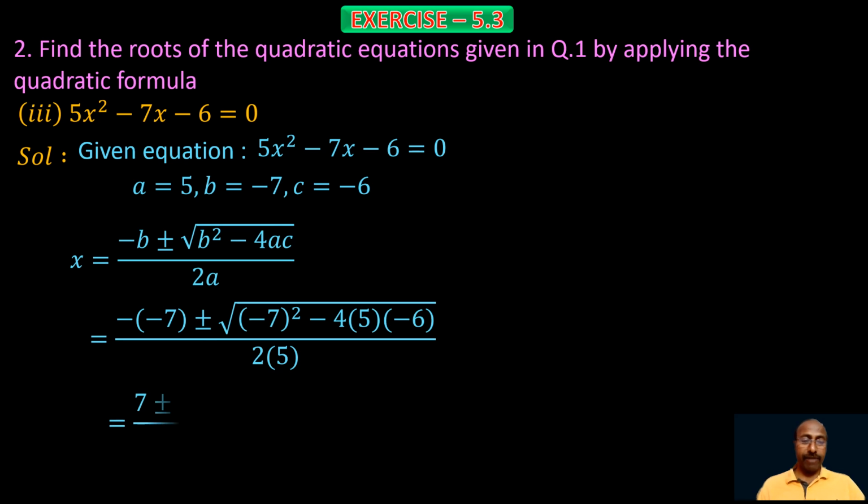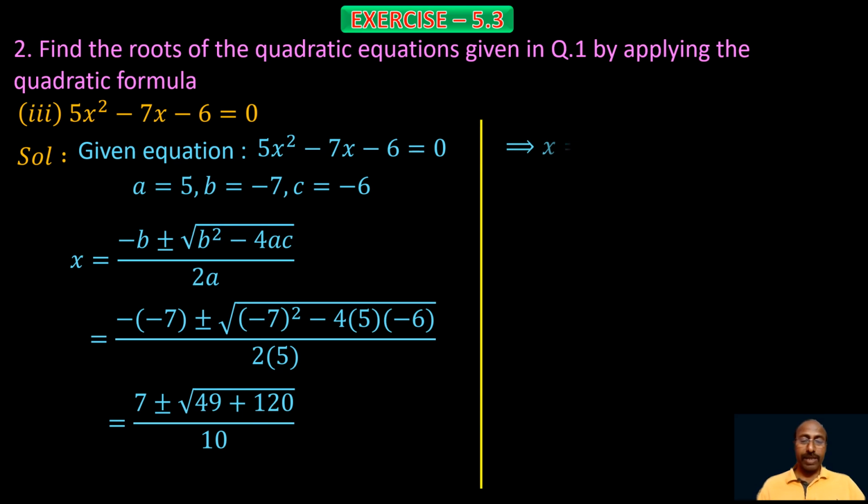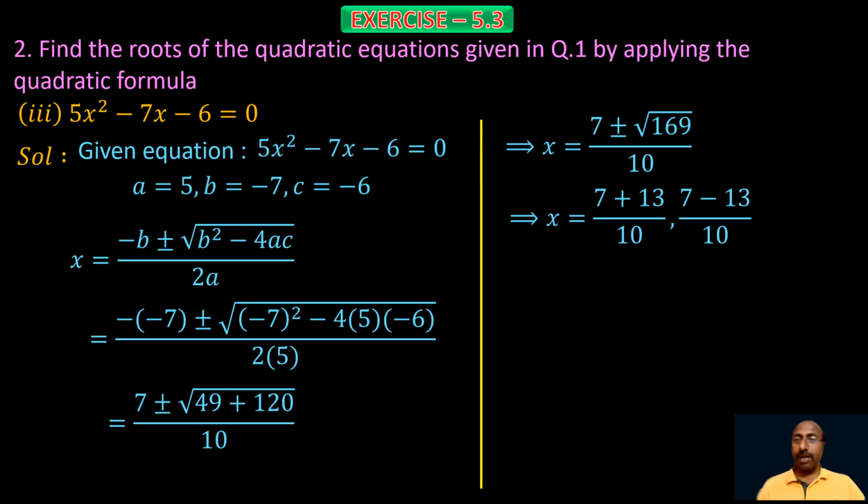That is minus of minus 7, equal to 7, plus or minus under root minus 7 whole square is 49, and minus into minus plus, 4 into 5 into 6 is 120, plus 120. That is 7 plus or minus root 169 by 10. And we know that root 169 is 13. So x equal to 7 plus or minus 13 by 10.